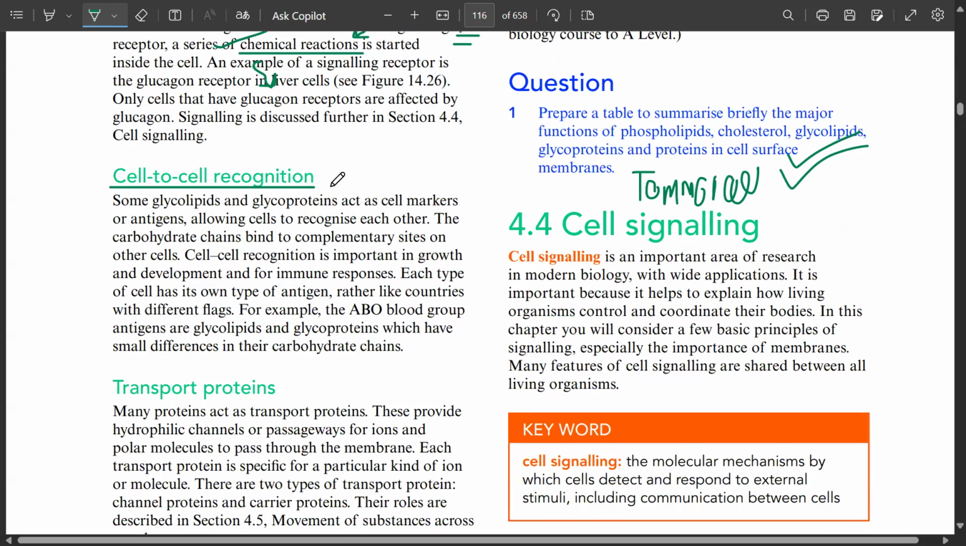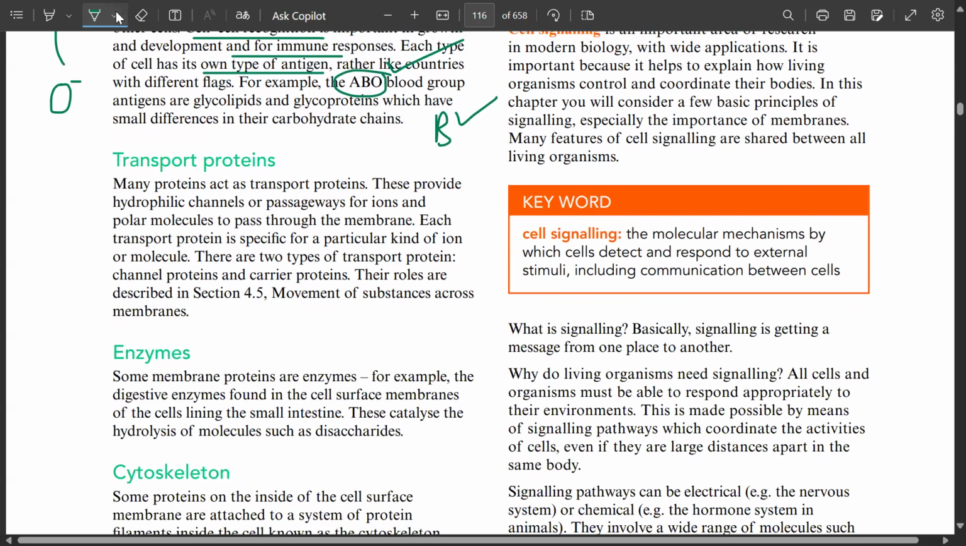Moreover, they also perform cell-to-cell recognition functions. Some glycolipids and glycoproteins act as cell markers or antigens, allowing the cells to recognize each other. The carbohydrate chains bind to complementary sites on other cells, and this cell-to-cell recognition is important in growth and development and for the immune responses. Each type of cell has its own type of antigen, rather like countries with different flags. For example, blood group A, B would have its own receptors, blood group O would have its own antigens, which would be recognized by the cell. So it's very specific to each one of these.